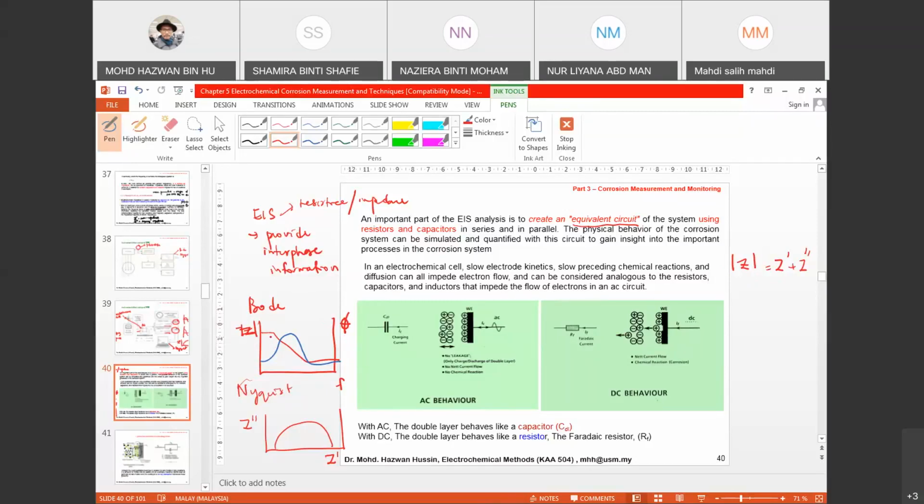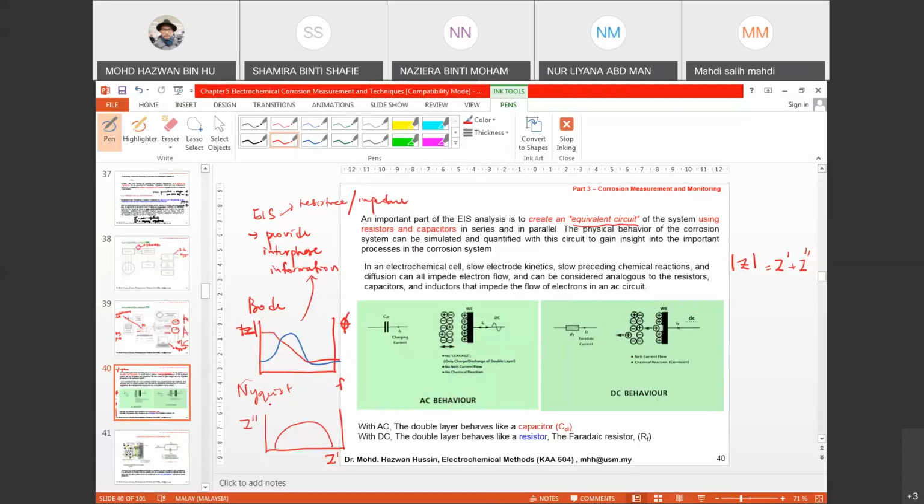So in a Bode plot, you have two curves at one time. You have a resistance curve for modulus Z versus frequency, which looks like a step plot. Meanwhile, for phase angle, you will get a peak, or a loop, one peak. What does this indicate? It gives you some indication of how many electrical components you will have, and these electrical components relate to the interface information.